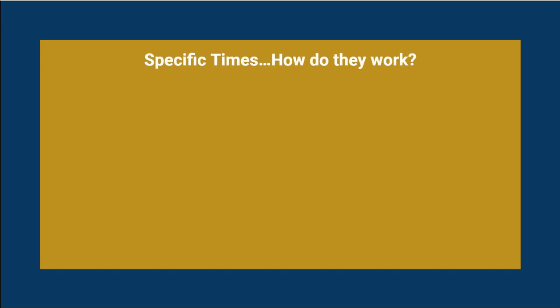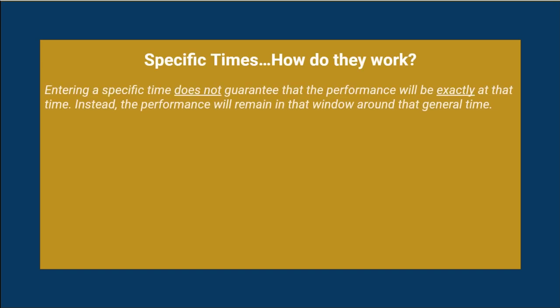Specific times, how do they work? Entering a specific time does not guarantee that the performance will be exactly at that time. Instead, the performance will remain in that window around the general time. Why does this happen? It is by design. Vivace will compact the schedule to eliminate small gaps, even if it were assigned times within a window. So performances may shift by a few minutes.